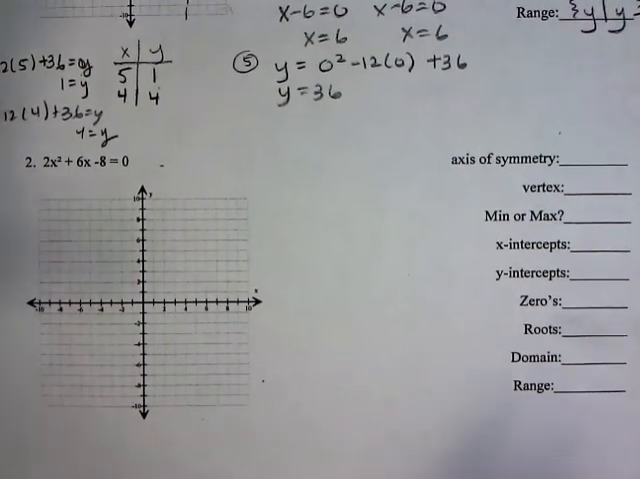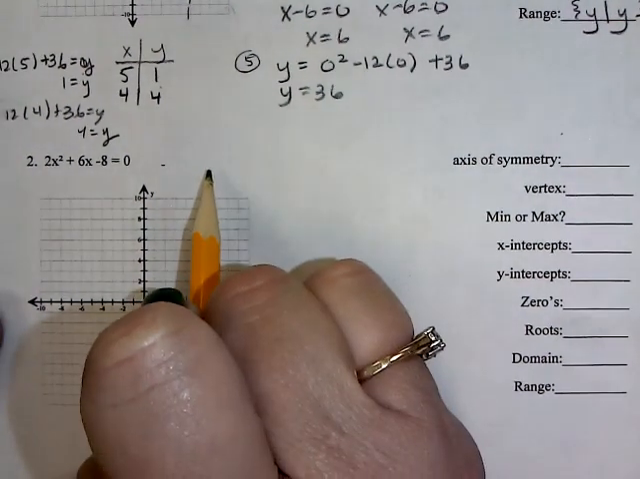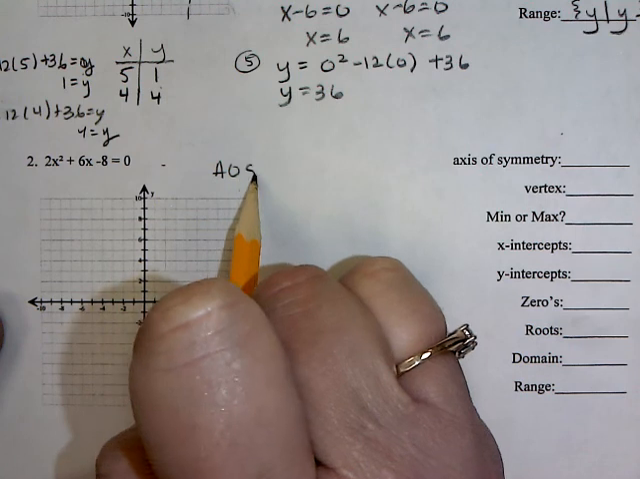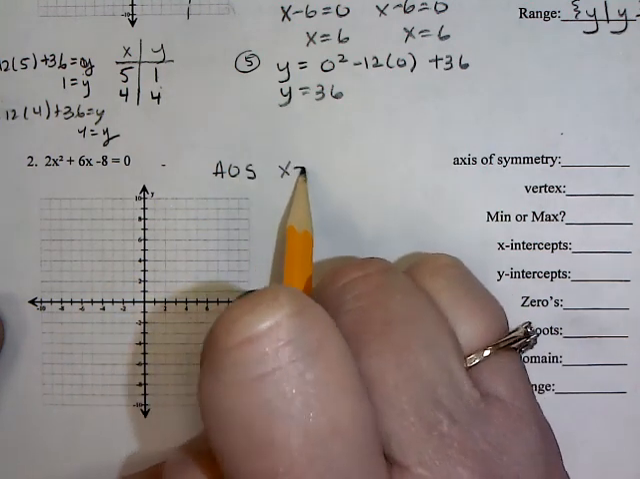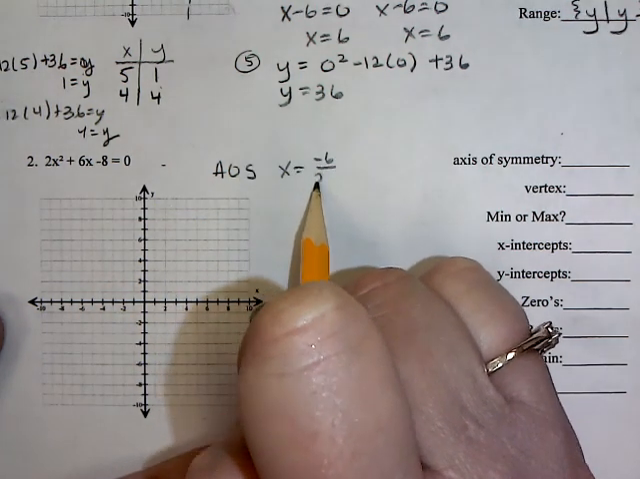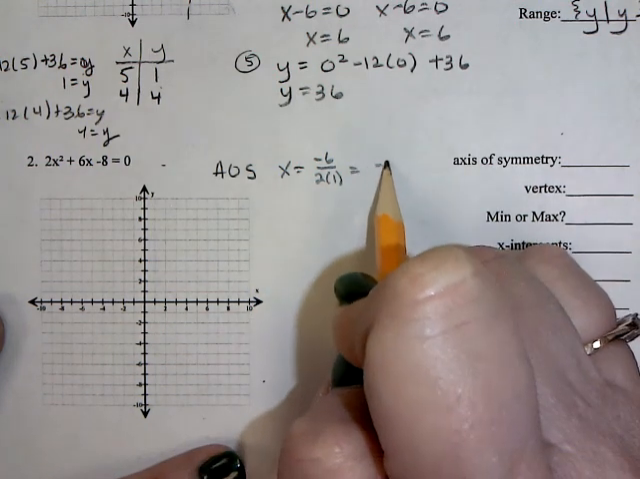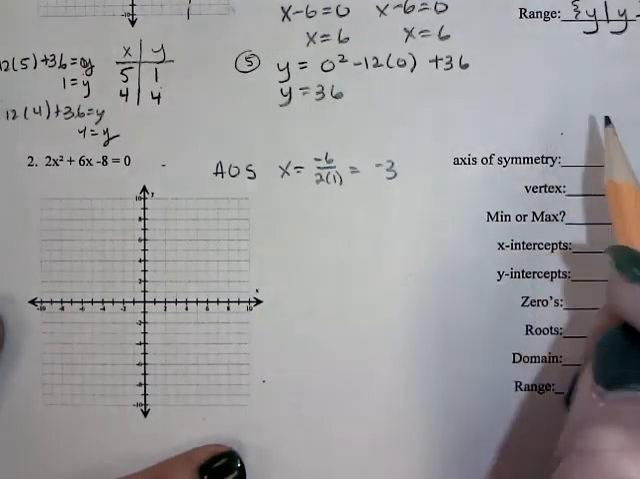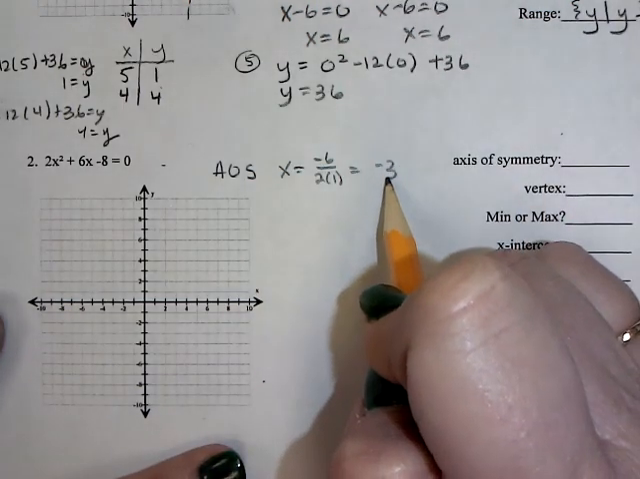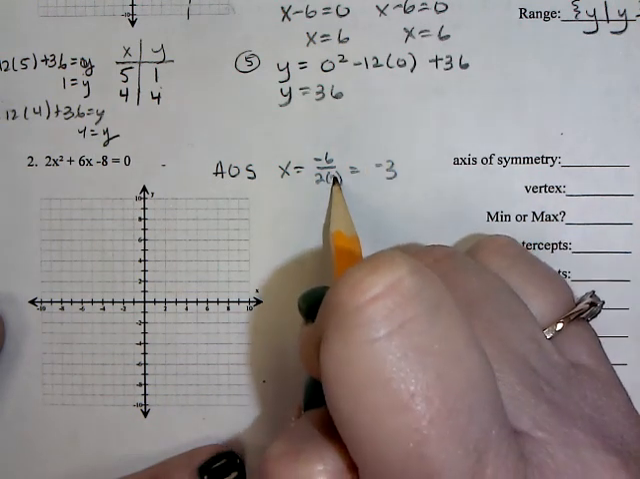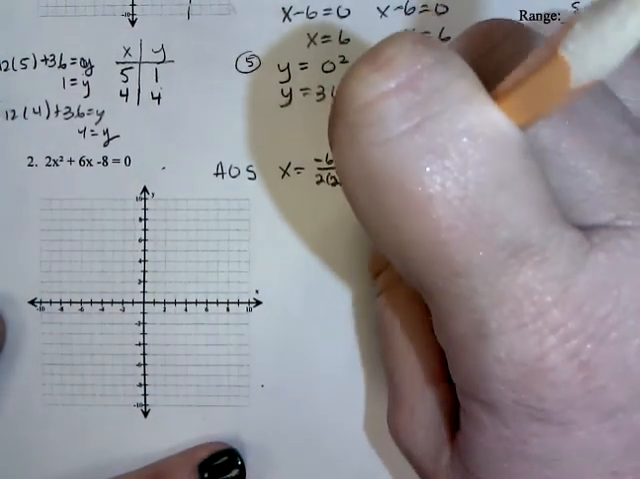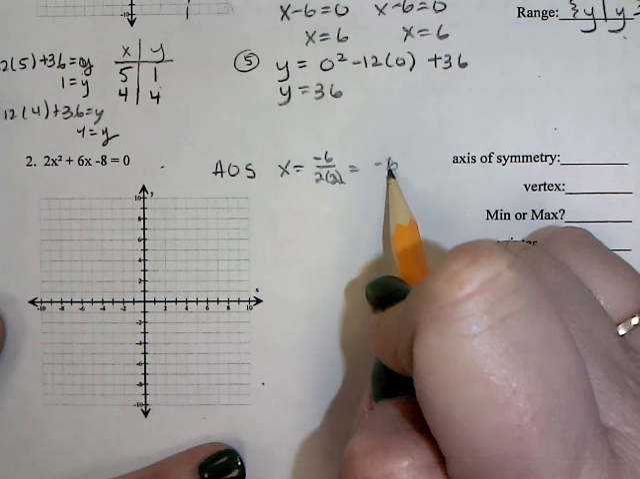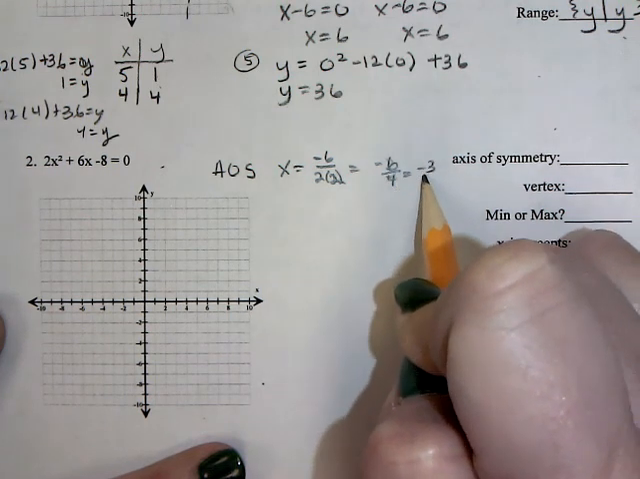Let's look at number 2. First thing I'm going to do, find my axis of symmetry. Well, Miss Singletary did that wrong, so let's go back and change that. It's negative 6 over 4, which equals negative 3 halves.